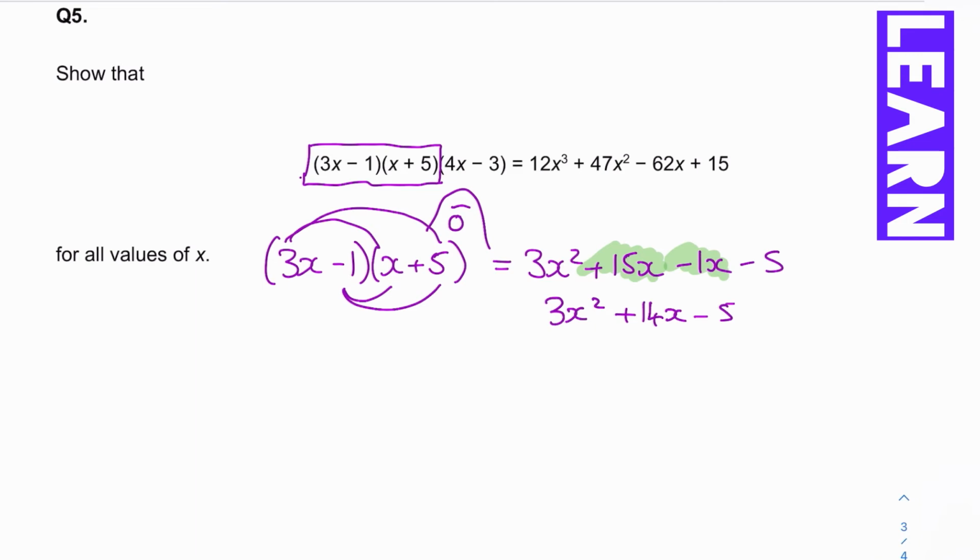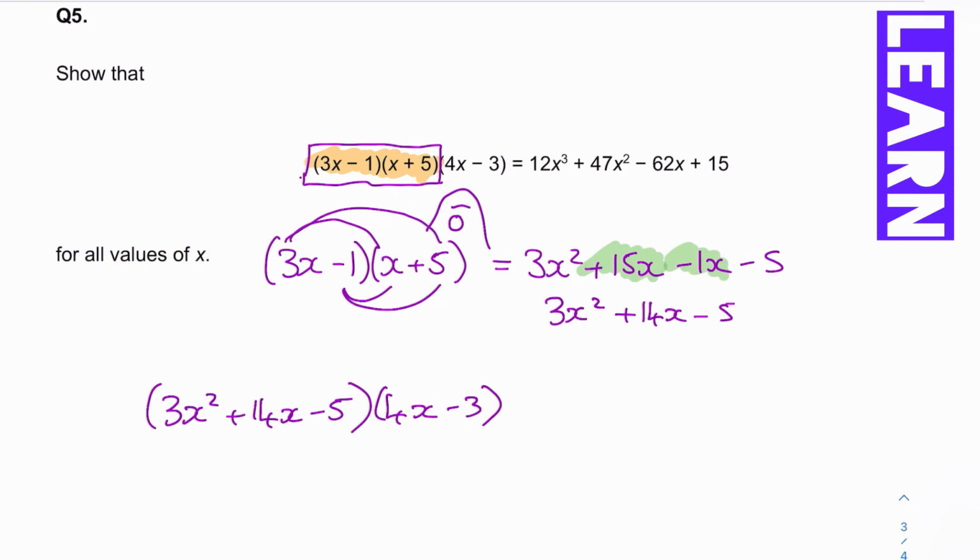Okay, so now we have just worked out the answer to this 3x minus 1 multiplied by x plus 5. So we start by writing that out. I'm going to put it back in brackets and you'll see why in a second. Then our second part, our triple bracket, is this 4x minus 3. So now what we have to do is multiply the answer we've got from our double bracket by this bracket 4x minus 3.